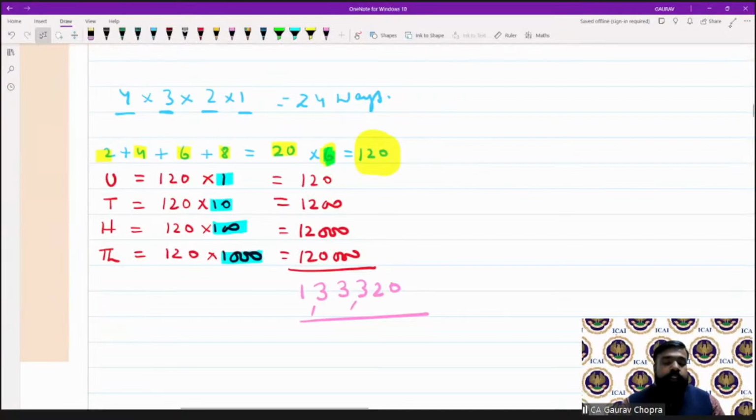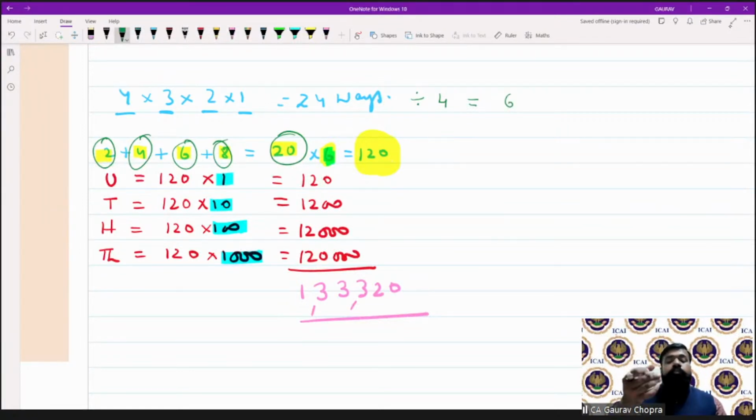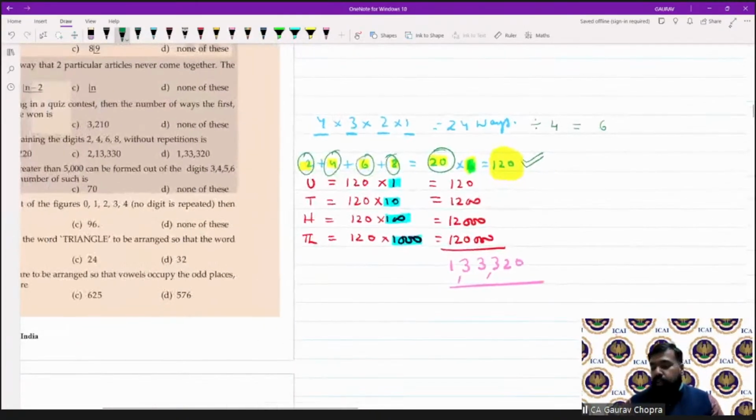So whenever these numbers are given, first add them. 2, 4, 6, 8. After addition, multiply with 6. So how is 6 coming? Since 24 ways are there and 4 letters are there. So 24 upon 4 is simply 6. So each number will get repeated 6 times. So therefore, we are multiplying 20 with 6 and we are getting 120. So this will be the final answer.